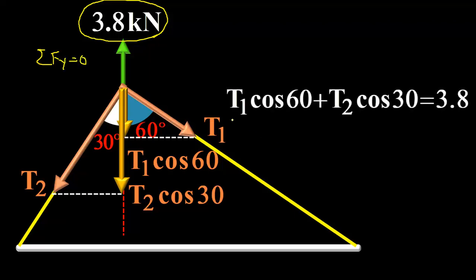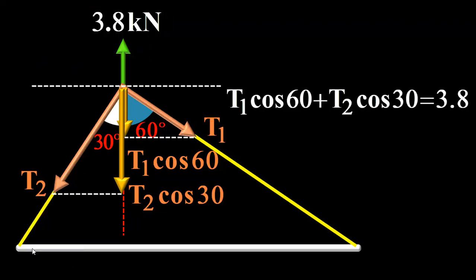I write the condition of equilibrium on vertical direction. T1 cosine of 60 degrees plus T2 cosine of 30 degrees is equal to 3.8. And as the right side of this equation has the unit of kilonewtons, likewise I will have T1 and T2 in kilonewtons accordingly. Okay, I should continue by decomposing T1 and T2 on horizontal axis.